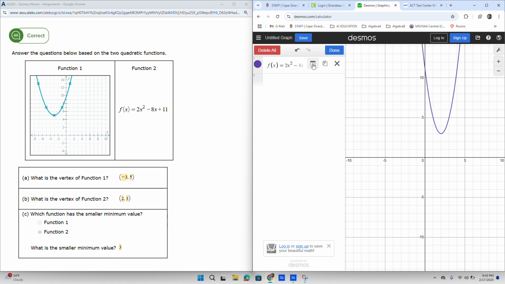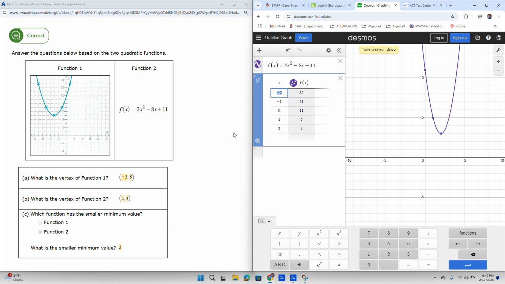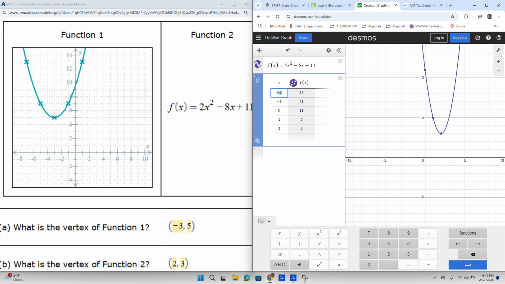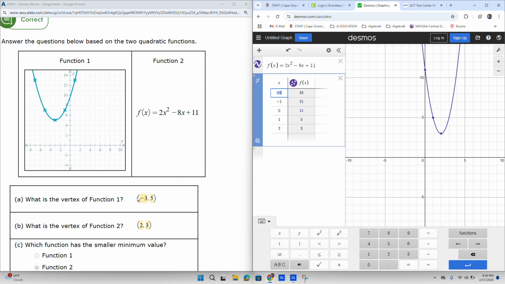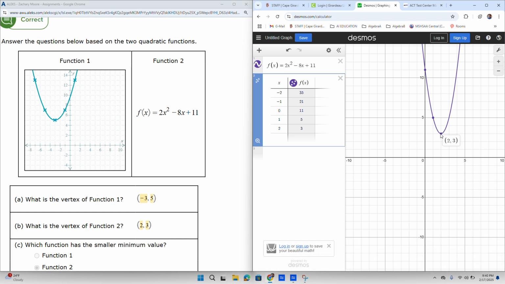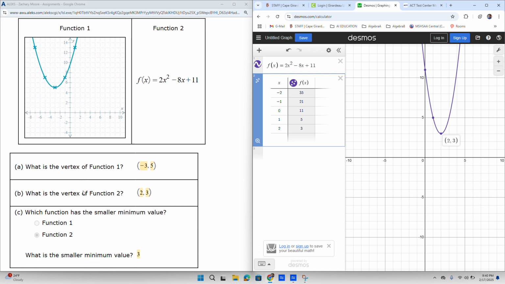And then remember to get your chart. And then the first thing it asks for is the vertex. So for function 1, you just have to zoom in. That ordered pair is at -5, or sorry, -3, and then up 5. So that's why for the vertex of function 1, it's at (-3, 5). And then for the vertex of function 2, you can just click on that dot and see it's at (2, 3). So then you put (2, 3).